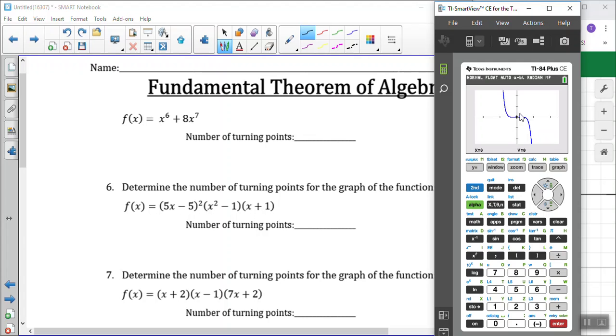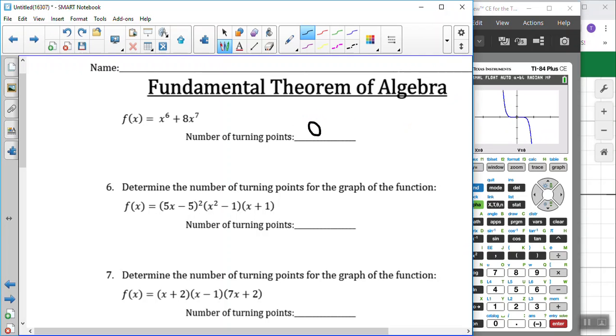Okay, a turning point is where your function goes from decreasing to increasing, or if it's increasing, it goes back down. You'll see a turning point. On this one, this is not a turning point because it's decreasing, and it still keeps decreasing. So we can say 0 turning points for this one.